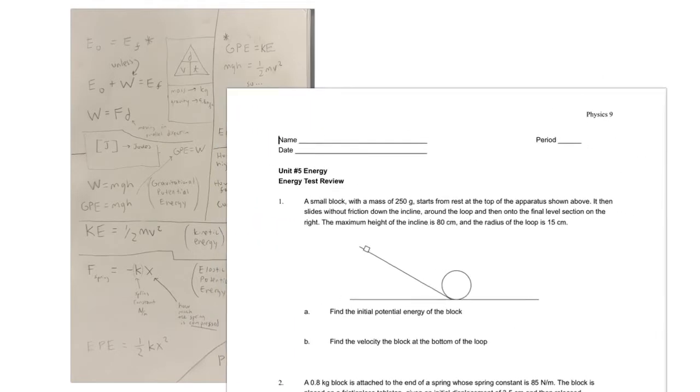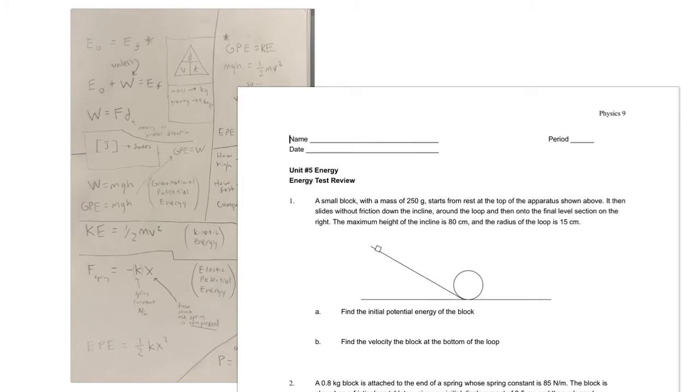So the first one says, a small block with a mass of 250 grams starts from rest at the top, that's right here, of an apparatus shown above. It then slides down without friction down the incline around the loop, so it goes like that, and then onto the final level section on the right. The maximum height of the incline is 80 centimeters, and the radius of the loop is 15 centimeters.